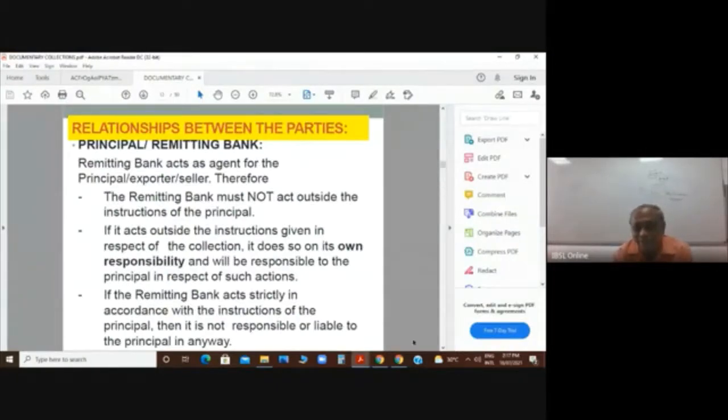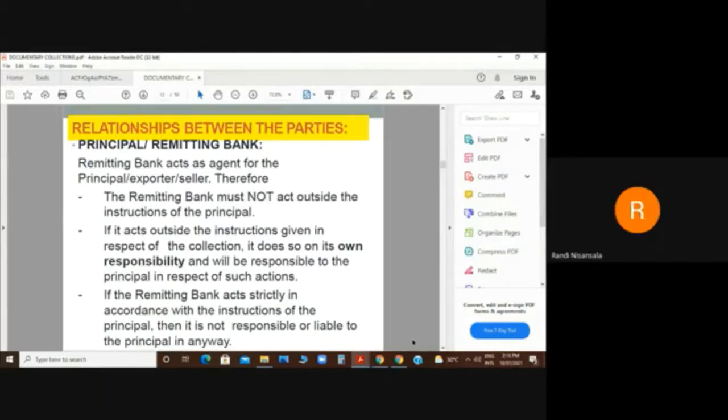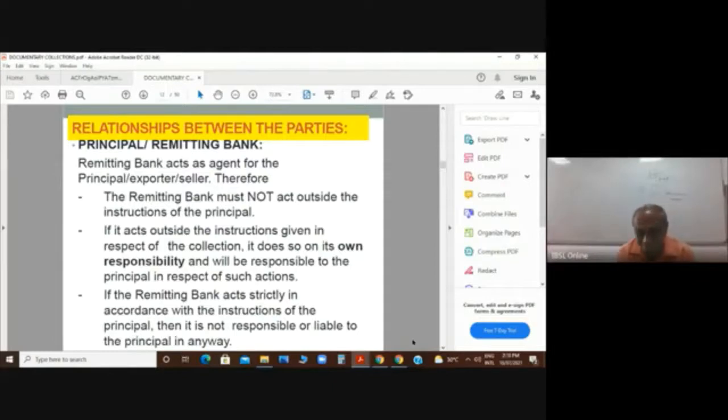Principal, then the remitting bank. Then the remitting bank will send the documents to which bank? Collecting bank. Very good. Collecting bank. Right. Then collecting bank to buyer. Buyer. Good. Now we'll try to discuss the relationships between the parties.